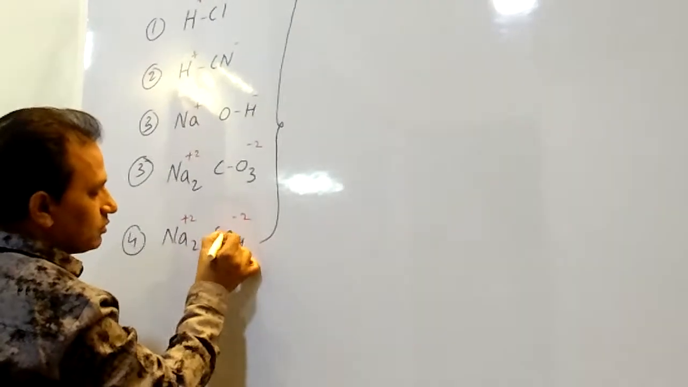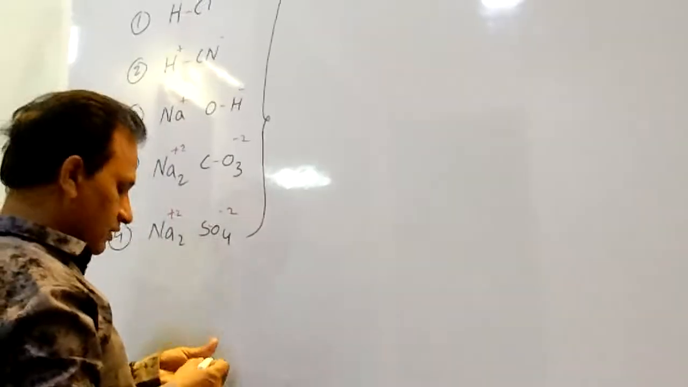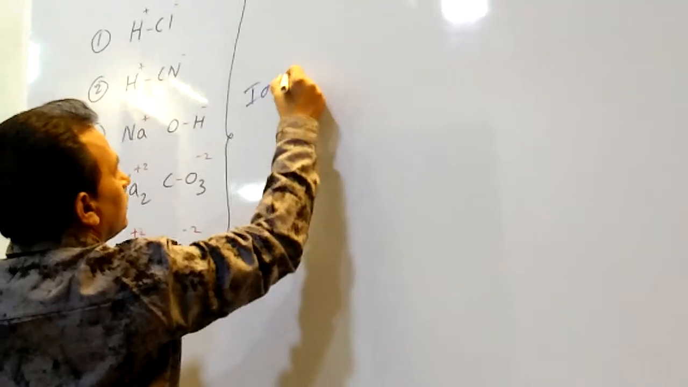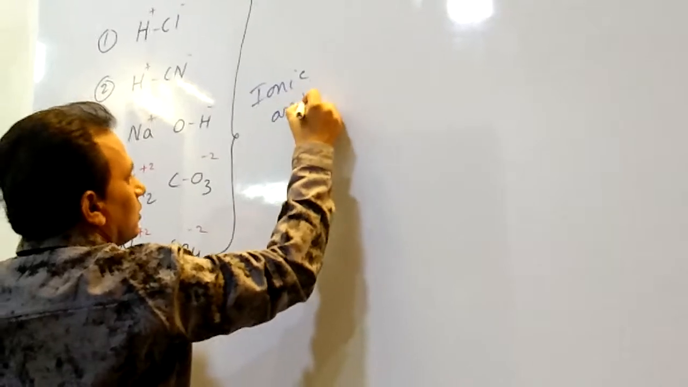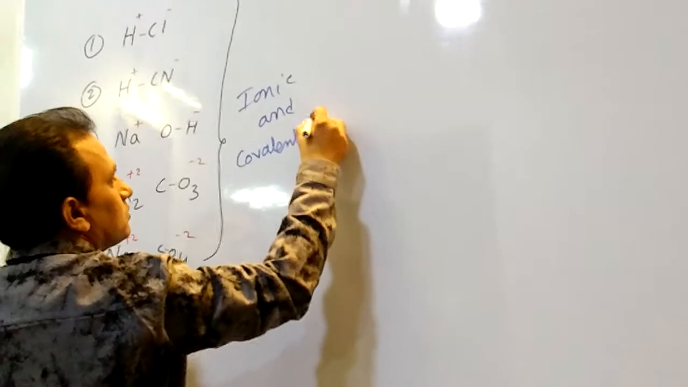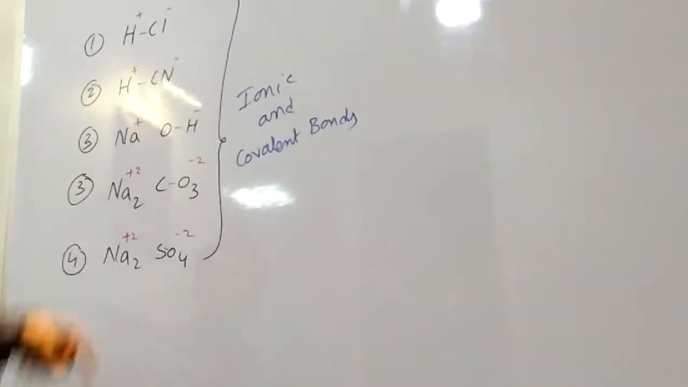is a covalent bond. Means what type of bond is present here? Ionic bond and covalent bond. Ionic and covalent bonds are present in these.